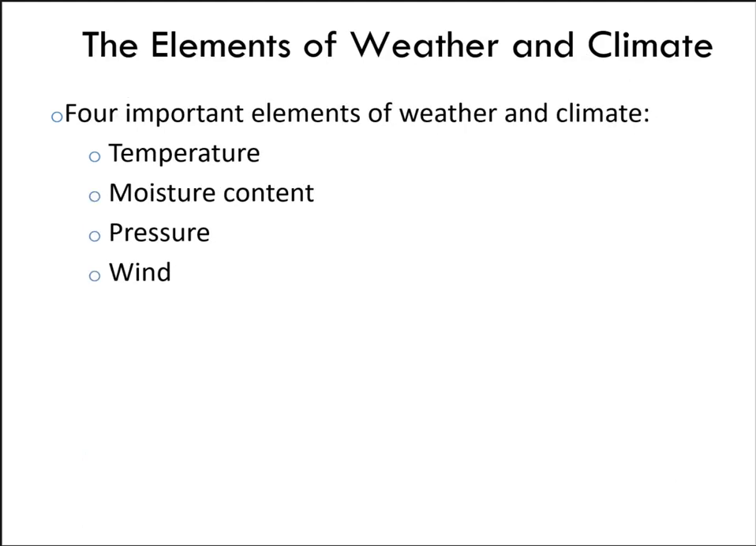Now that we've defined what weather and climate are, we want to look at the four important elements of weather and climate, and they are temperature, moisture content, pressure, and wind. Changes in these four elements are driven by several controls, which we'll look at in the following slide. These controls are interrelated, and they drive changes in the elements and lead to weather and climate. By understanding these four concepts, we can begin to understand the complexities of weather dynamics and climate patterns.